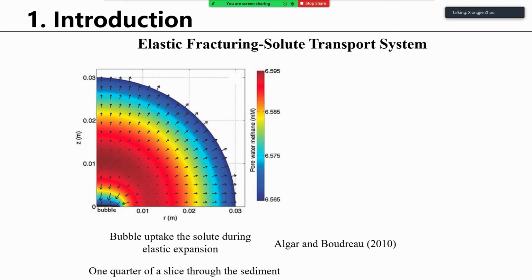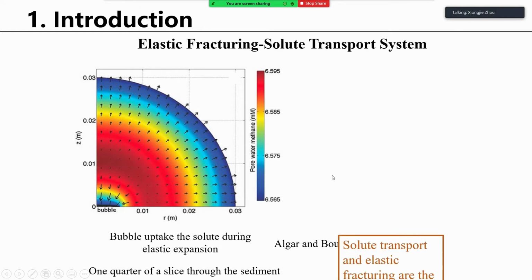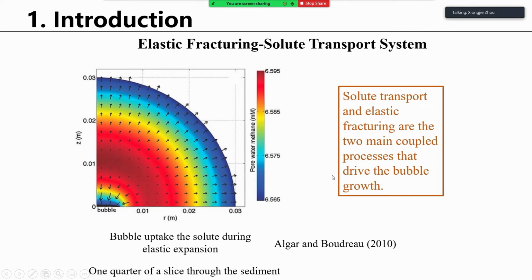The solute transport also participates in the bubble growth. You can see from the picture here. The bulb is at the bottom left corner in black. There are several arrows going into the bulb, which means the bulb takes up the solute during the growth, especially elastic expansion. So, solute transport and elastic fracturing are the two main coupled processes that drive the bubble growth.